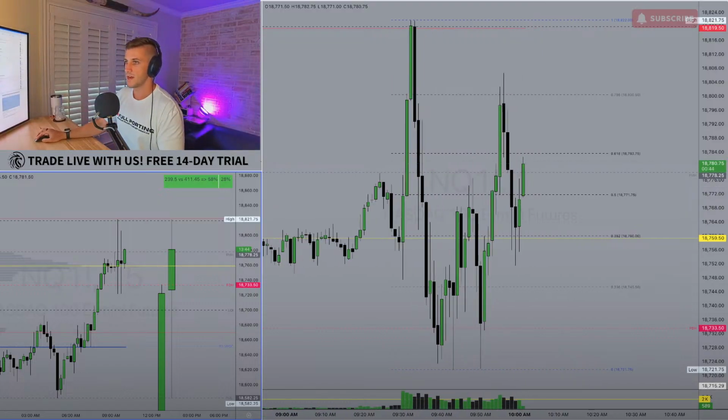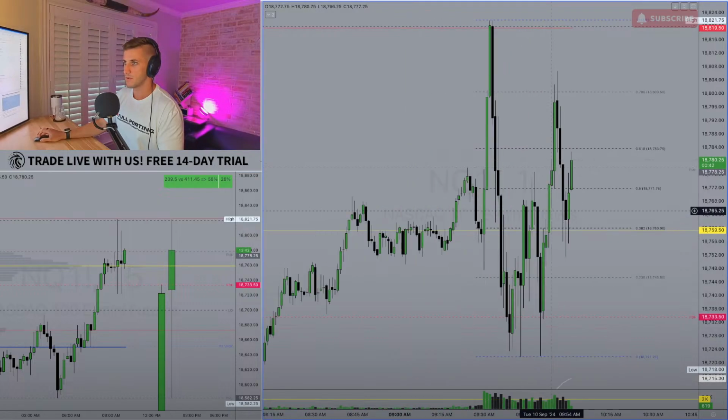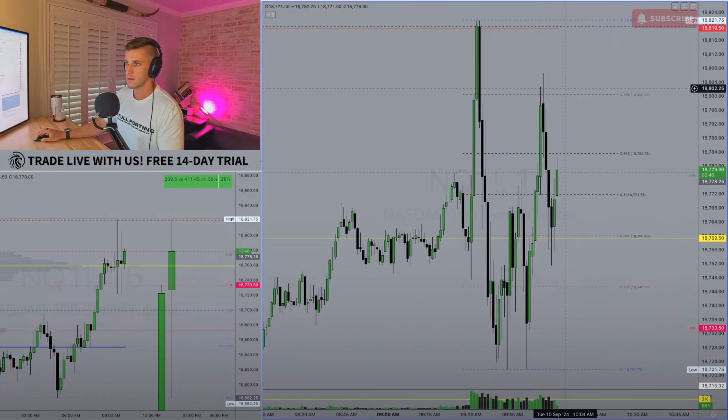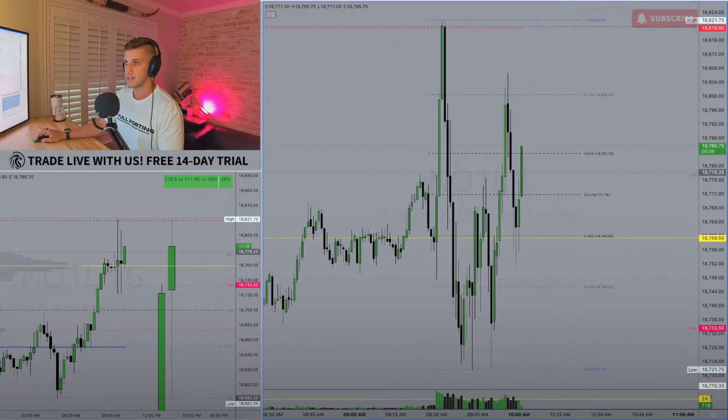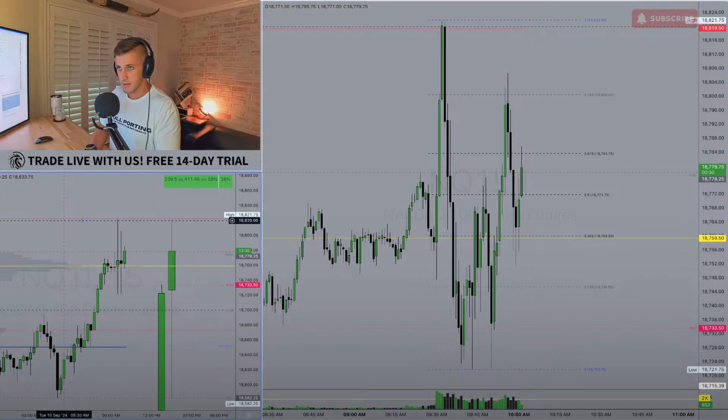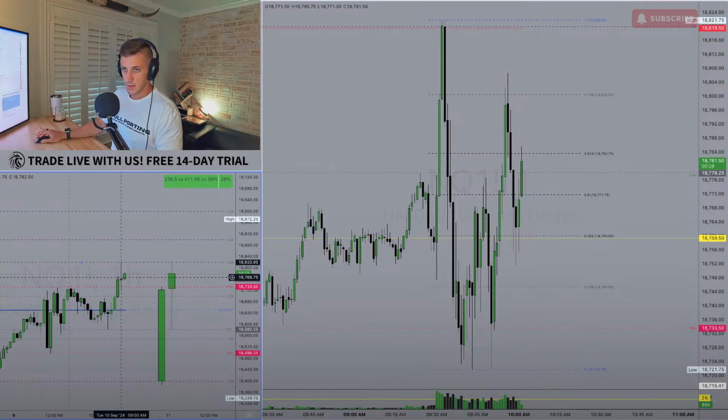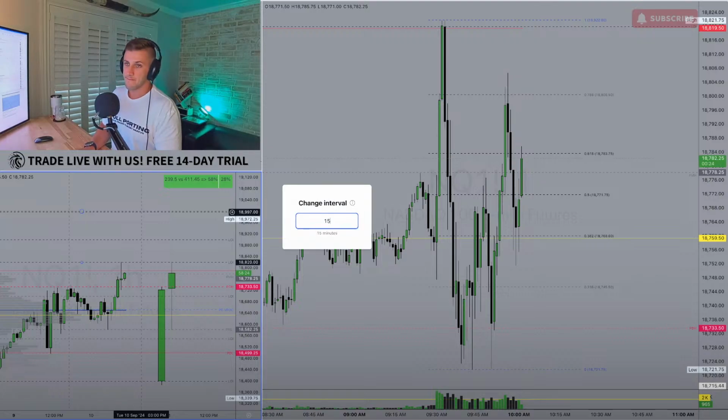So NQ finding some support at that session volume point of control. Just in the middle of that intraday range here. Hourly doji as well, yeah. Not surprised to hear that. Let's see. 60, yep. Indecision.